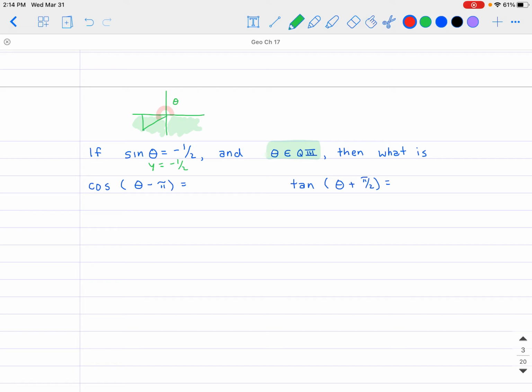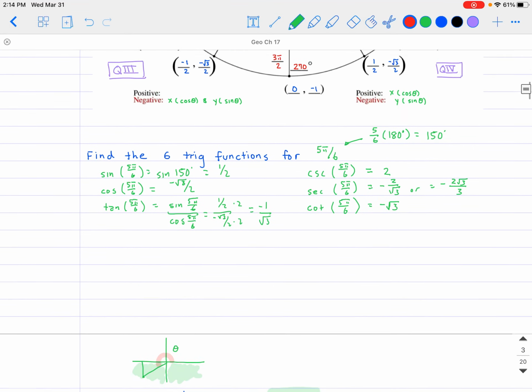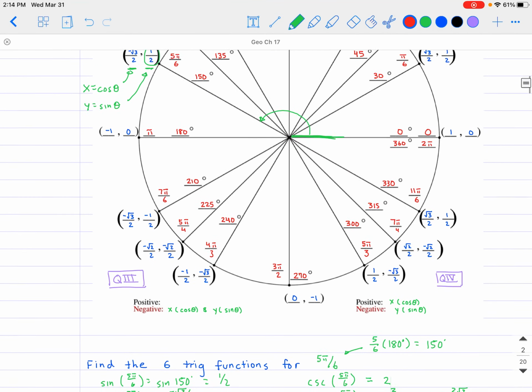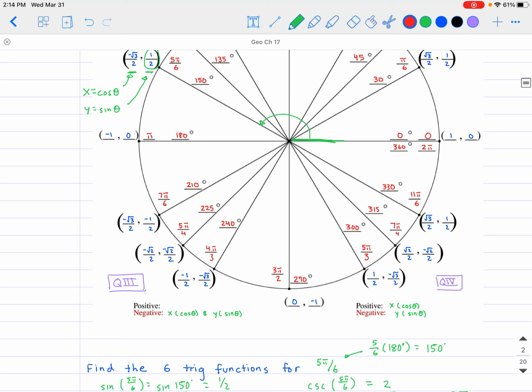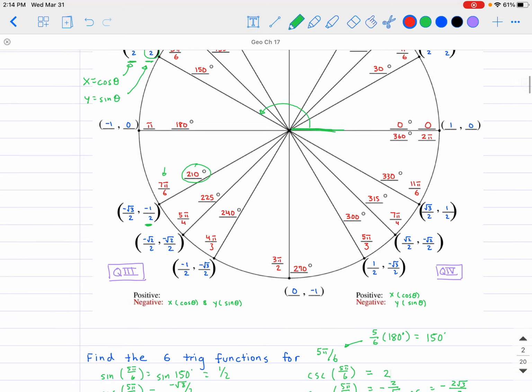Okay, so now that we have a better idea as to where theta is located, we can be a little bit more specific. That is a value that's on the unit circle, because remember, y is supposed to be sine and it's equal to -1/2. So according to the unit circle, let me scroll back up over here. We look for where y is equal to -1/2, which is located right here. So my angle theta is going to be 210 degrees, or if you want, we can say 7 pi over 6, because that's the radian form.